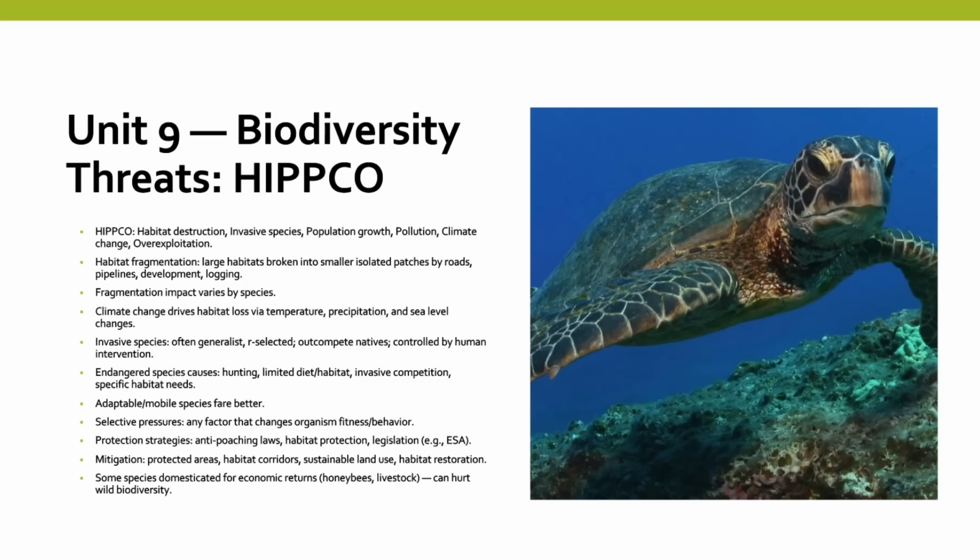Habitat fragmentation breaks big intact habitats into isolated patches via roads, pipelines, and development. Some species cope, others can't. Climate change shifts habitats faster than many species can adapt. Invasives are usually generalist R-selected species that outcompete your natives. Endangered species often have limited diets, specific habitats, or get outcompeted by invasives. Protection comes from legislation like the Endangered Species Act, protected areas, habitat corridors, and ecosystem restoration.